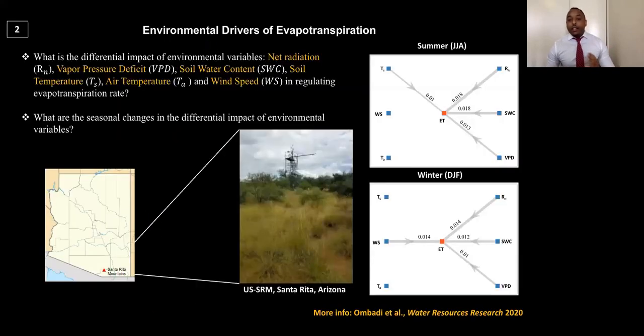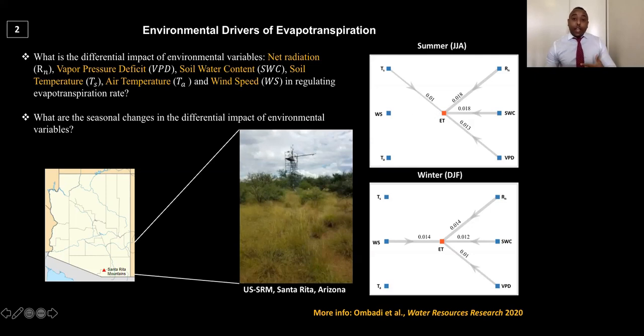If I go back to these causal networks here, we still need to explain why wind speed is significant during the winter, but not so much during the summer. And there are two plausible explanations here. The first has to do with the basic function of wind speed, namely clearing the air of humidity and enhancing evapotranspiration. However, because of the North American monsoon in this region during the summer, most of the advected air is humid. And this explains why wind speed is not significant during the summer.